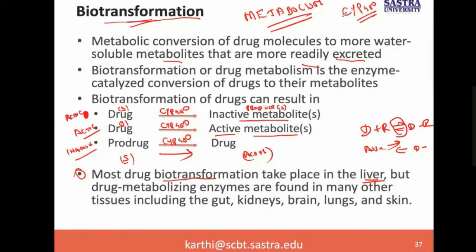But also, the drug metabolizing enzymes can be present in different tissues like gut, kidney, brain, lung, skin. That is why, while talking about first pass metabolism, the major site is the liver, but not necessarily only the liver. It can take place in the gut or kidney or brain or lung or skin, anywhere, because almost all tissues have some enzyme which can metabolize the drug molecule, right? So that is a few words about biotransformation.